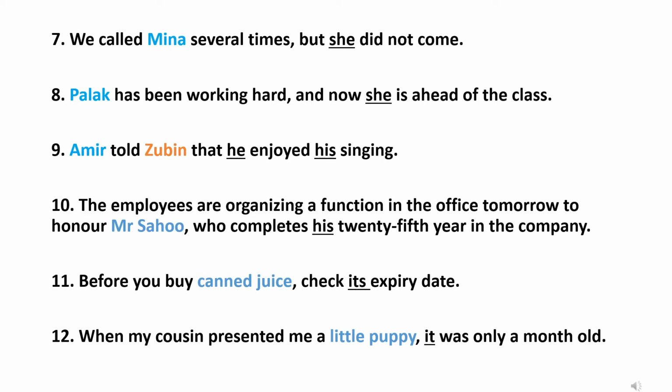10. The employees are organizing a function in the office tomorrow to honor Mr. Sahu, who completes his 25th year in the company. Here his is the pronoun, Mr. Sahu is the antecedent. 11. Before you buy canned juice, check its expiry date. Here its is the pronoun, canned juice is the antecedent. 12. When my cousin presented me a little puppy, it was only a month old. It is the pronoun, little puppy is the antecedent. Copy this exercise neatly to your notebook.